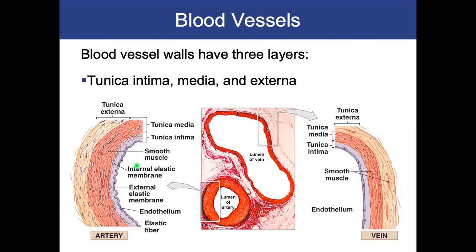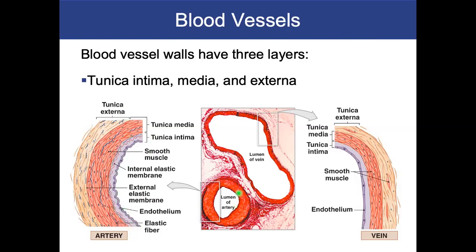So here's the 3 layers. This is the outermost layer, which is the tunica externa. That's connective tissue for the artery and the vein. Then the tunica media, which is smooth muscle and elastic fibers that is going to constrict to decrease the diameter of the blood vessel and relax to dilate the diameter of the blood vessel. So this is going to regulate blood pressure greatly. And then the tunica intima is a little bit of connective tissue with an endothelial lining.